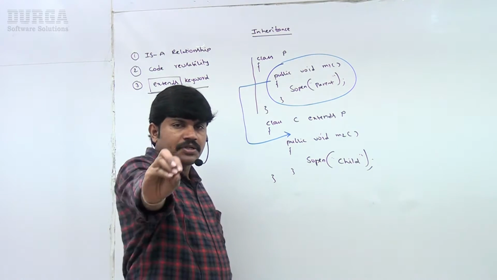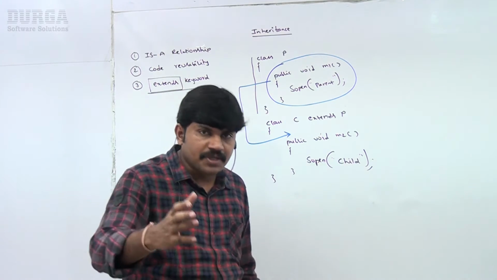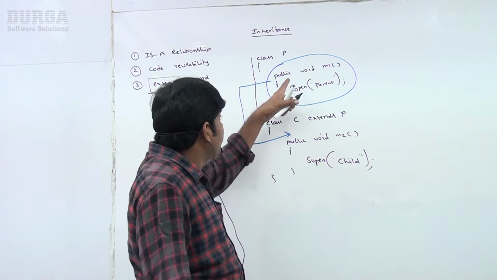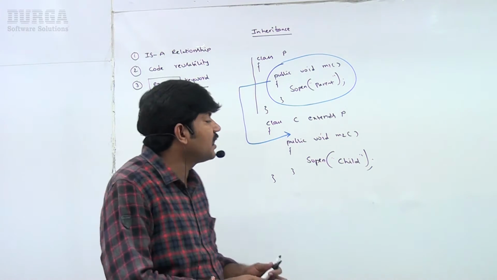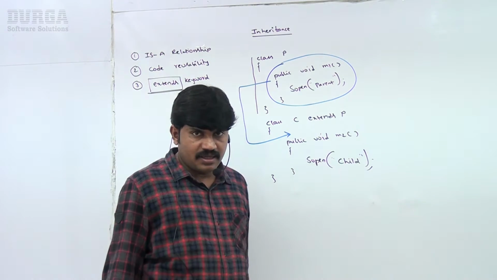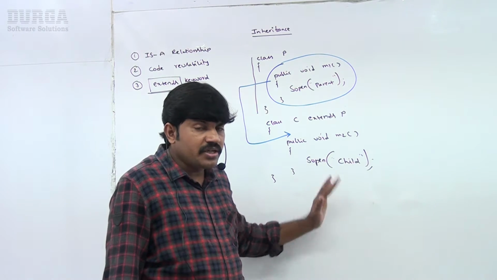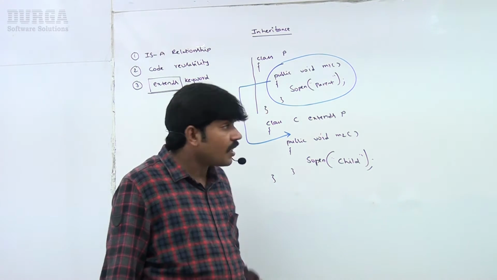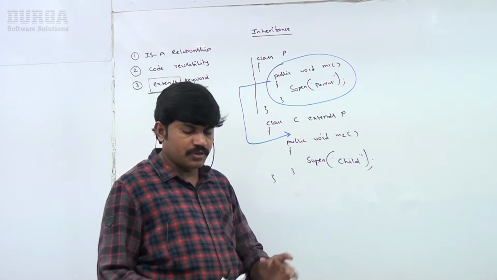Whatever members the parent has, it may be a variable, it may be a method, are by default available to the child class. This concept itself is nothing but the inheritance concept. Any doubt, friends? Are you in the position to understand? Now, how many methods does the child class contain? Two methods, m1 method and m2 method both.